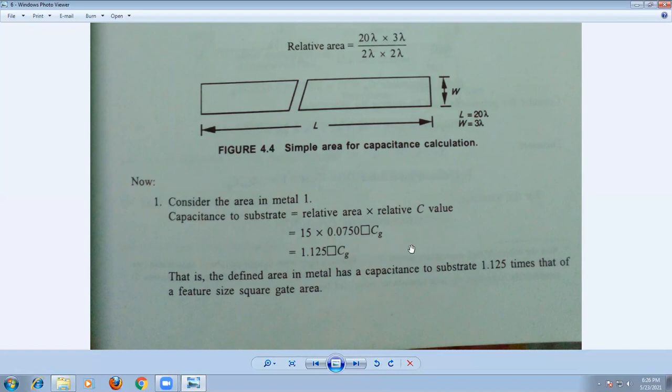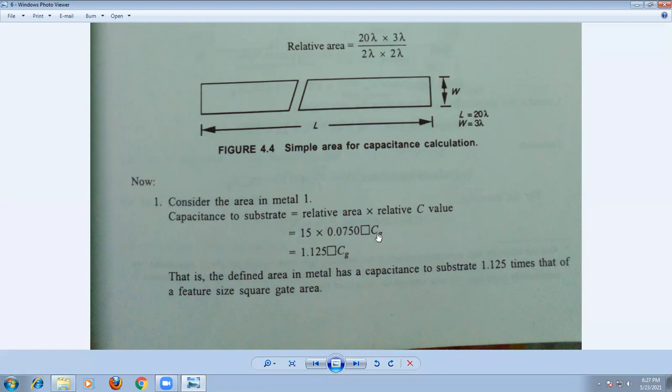Similarly, for polysilicon to substrate capacitance and diffusion capacitance also, we can substitute the value 1 square cg is equal to 0.01 picofarad. So we get the value in terms of picofarad, right? Like this, you can calculate the value of the capacitance either in the standard unit of capacitance or in terms of picofarad. But remember, these are the values for 5 micrometer technology.